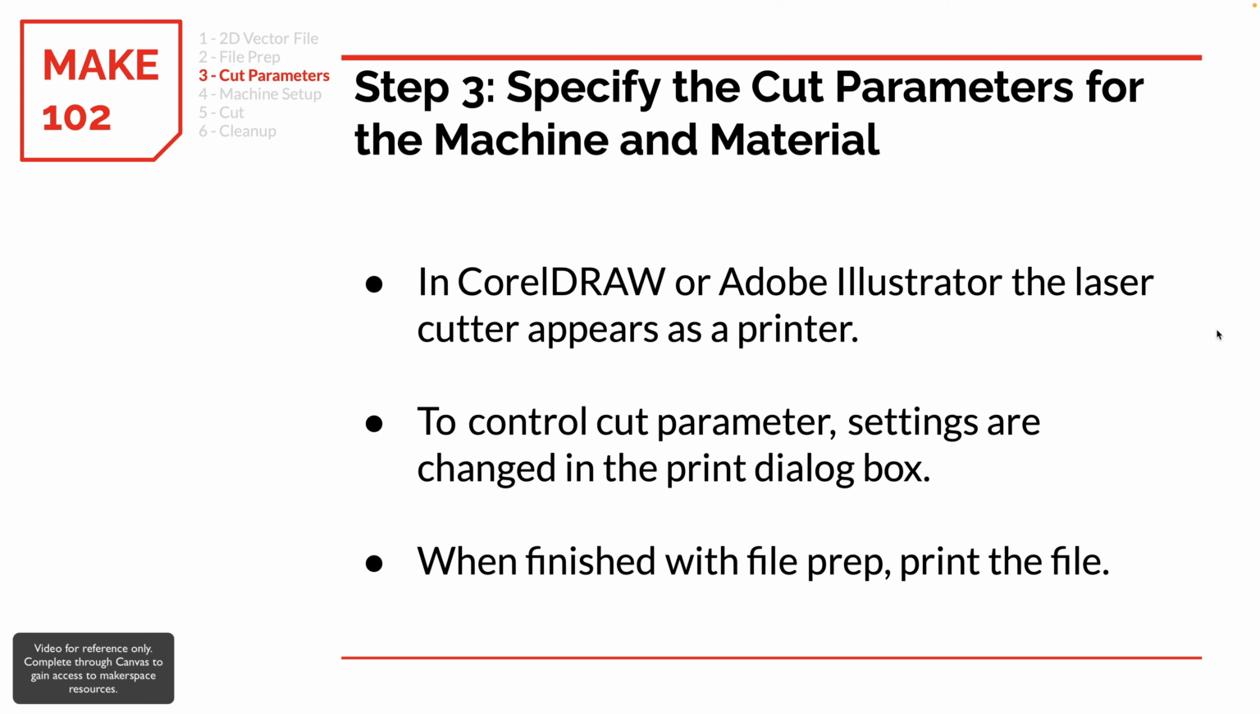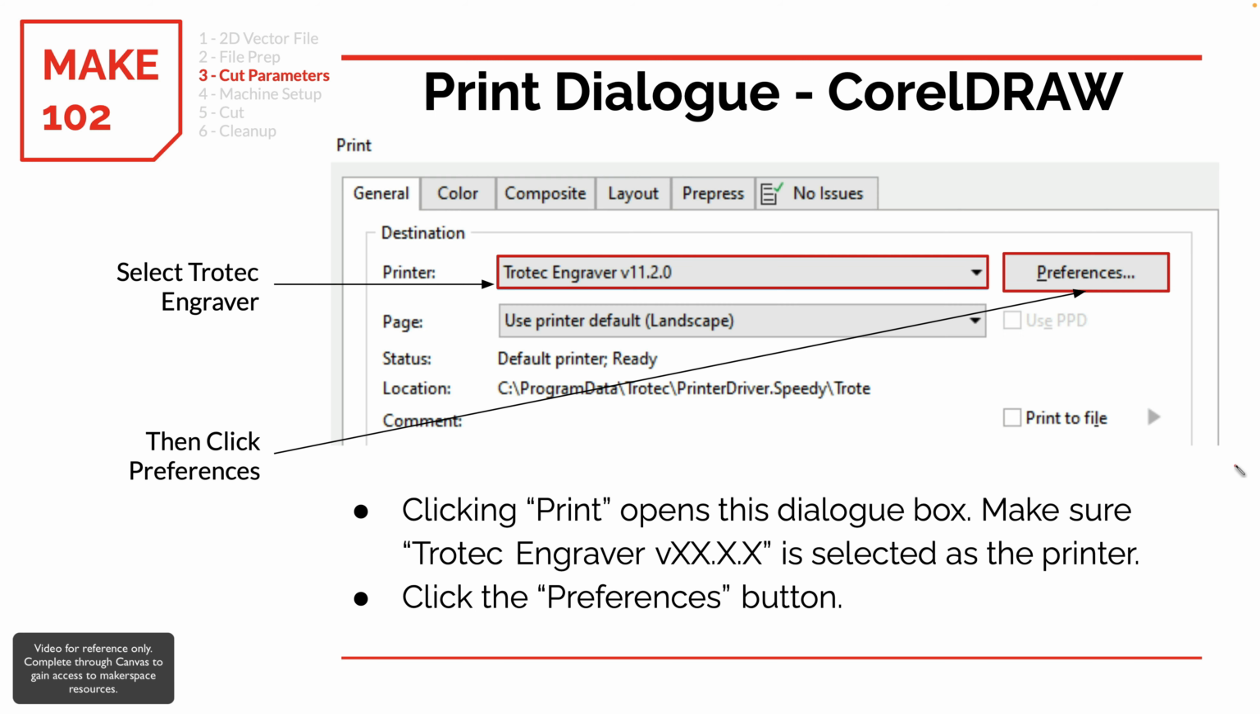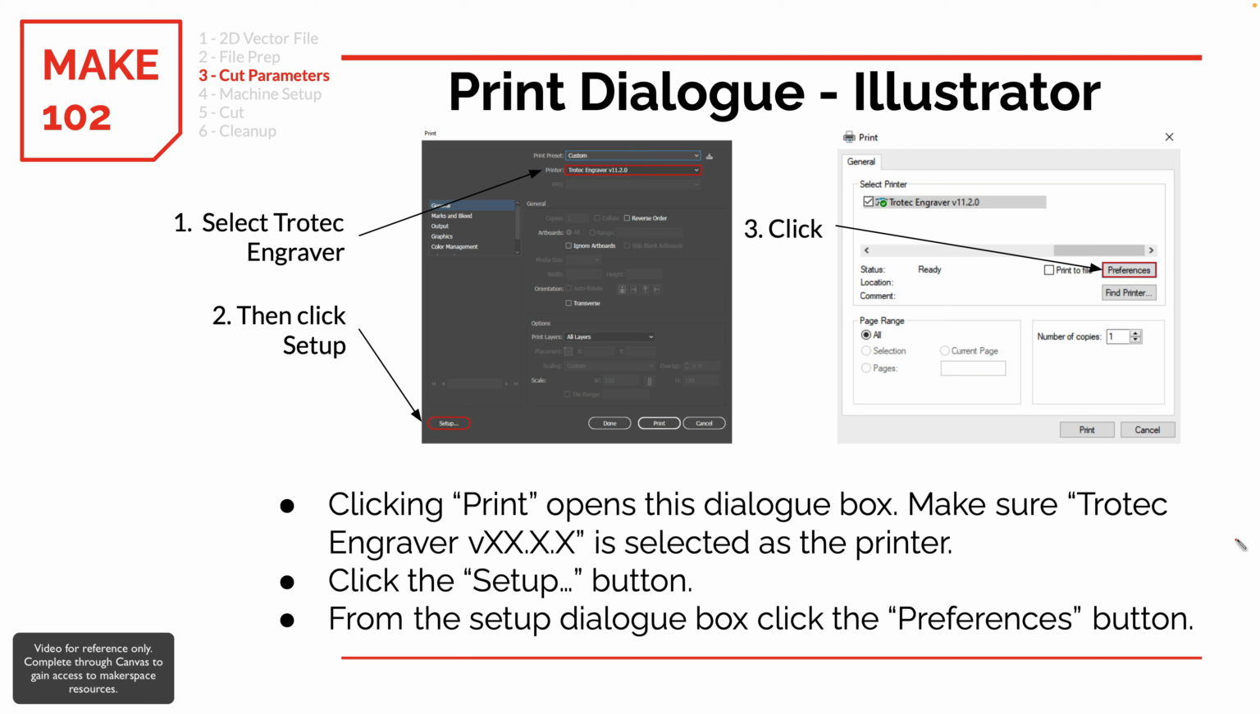Okay, so now that we have set up our files, we have specified the cut lines and the engraving lines, we now need to specify the cutting parameters. The laser cutter will show up as a printer, and we will configure the cut parameters in the printer dialog. So once we are done with our file prep, we click Print. If we are in CorelDRAW, we are going to see a window that looks just like this after we click Print, and we are going to click Preferences. If we are in Adobe Illustrator, we are going to see a window that looks like this. On the bottom, we are going to click Setup, and then we are going to click Preferences.